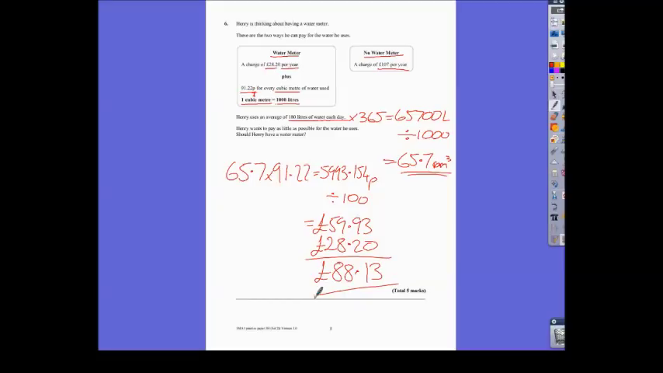Now you can't just leave it there, it actually asks you which one you should use. So you can't just think that that's obvious, you've got to state which one you should use, and obviously you should use a water meter. So Henry should get a water meter.